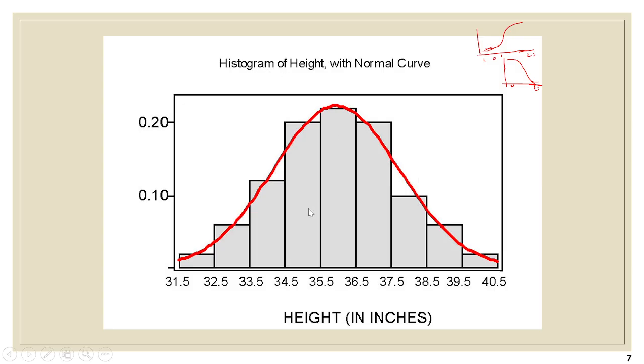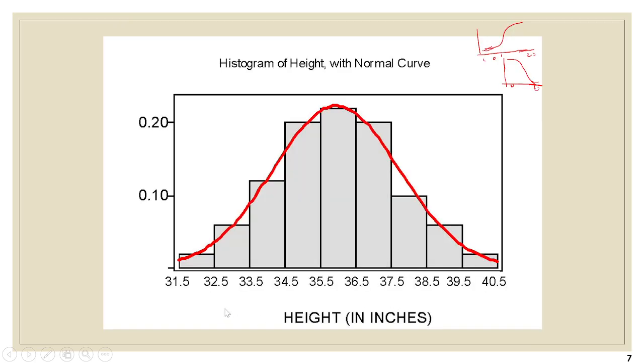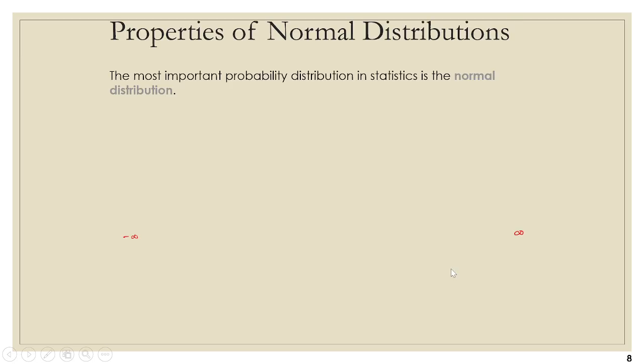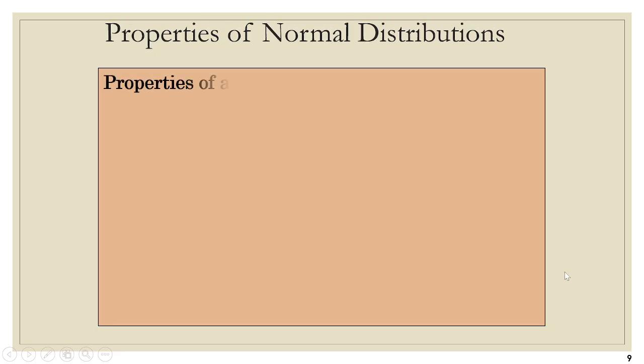In the histogram, the values will come out like this. This graph is the bell-shaped graph, and this graph is the normal distribution graph. Now, properties of the normal distribution. The most important probability distribution in statistics is the normal distribution, and this is the normal curve, in the form of a bell-shaped curve. The normal distribution is a continuous probability distribution for a random variable x. The graph of a normal distribution is called the normal curve, and it starts at minus infinity and ends at plus infinity.